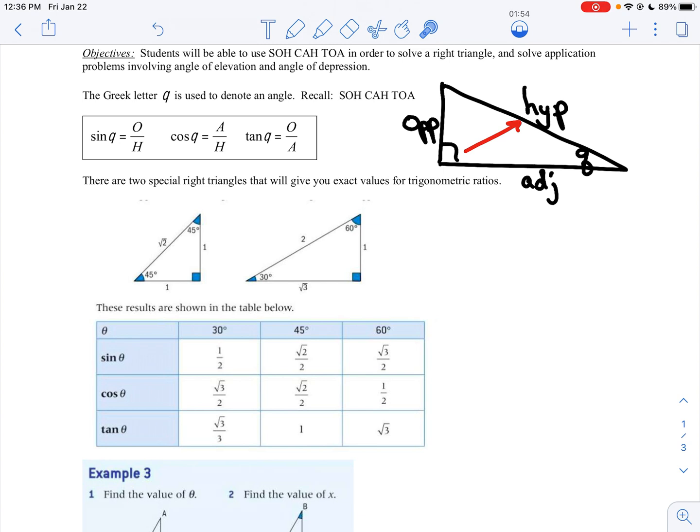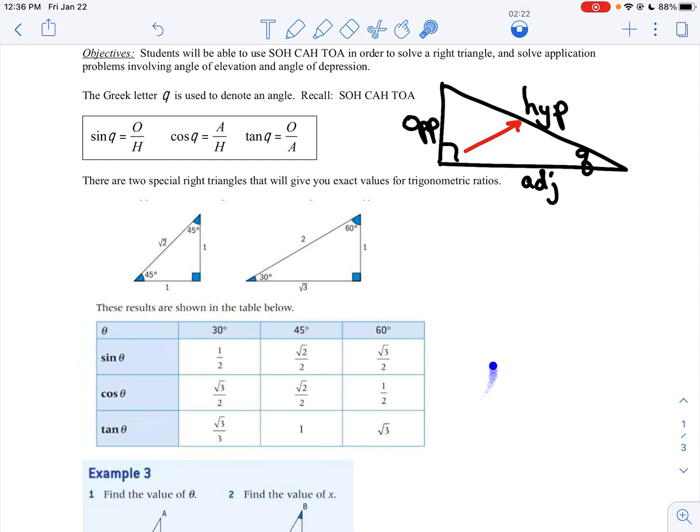From SOHCAHTOA, likewise, cosine 30 is radical 3/2. Cosine 45 is radical 2/2. And cosine 60 is 1/2. Tangent 30 is 1 over radical 3, which simplifies to radical 3/3. Tangent 45 is 1/1. And tangent 60 is radical 3/1.